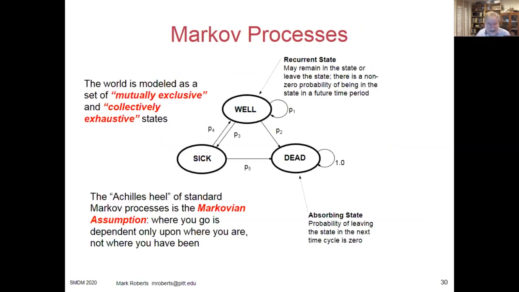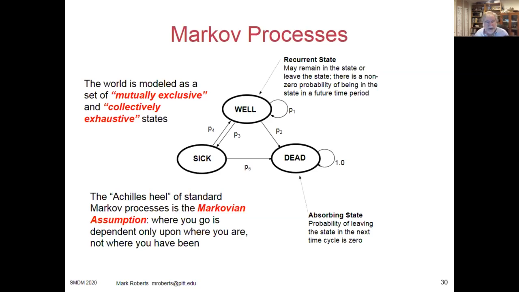What you notice, however, is that in any given time period, you can only be well, sick, or dead. And if that's true, you can represent it as what's called a Markov process or a state transition process. The states that you describe for your environment have to be mutually exclusive and collectively exhaustive. Mutually exclusive means you're only in one state at a time. Collectively exhaustive means you have to be somewhere: you either have to be well, sick, or dead. There's no other place you can be in the model.